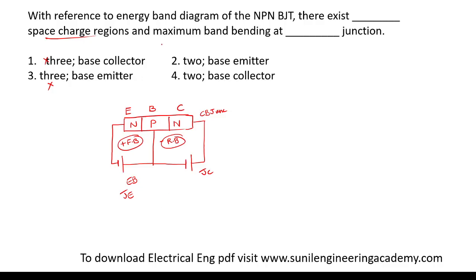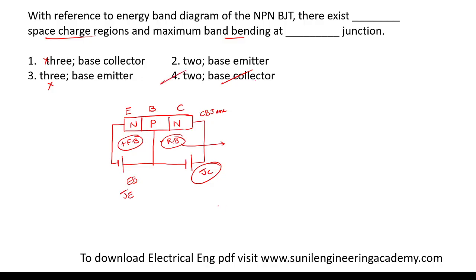And the next question: maximum band bending at dash junction. Generally at reverse bias, there is a chance of high depletion region, and high depletion region means maximum band bending. So at the collector junction. So the answer is the base collector junction, that is the CB junction. So the answer is option D or option 4.